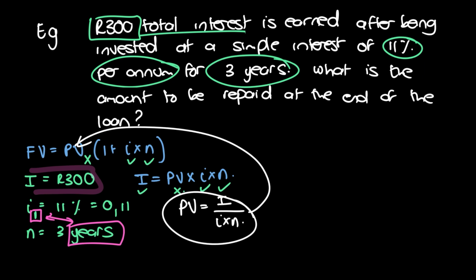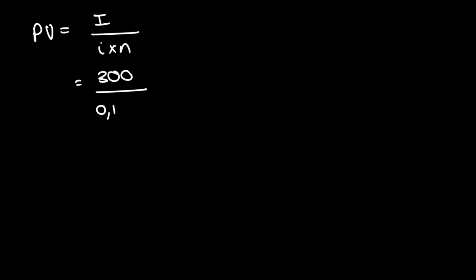Right. So let's do it step by step. So let's work out PV first and then put it into the formula. And then we'll look at the case where you do everything at once. Okay, so part 1, present value is equal to big I divided by I times by N. And that's going to be 300 divided by 0.11 times by 3, and that's going to give us 909.09 reoccurring.